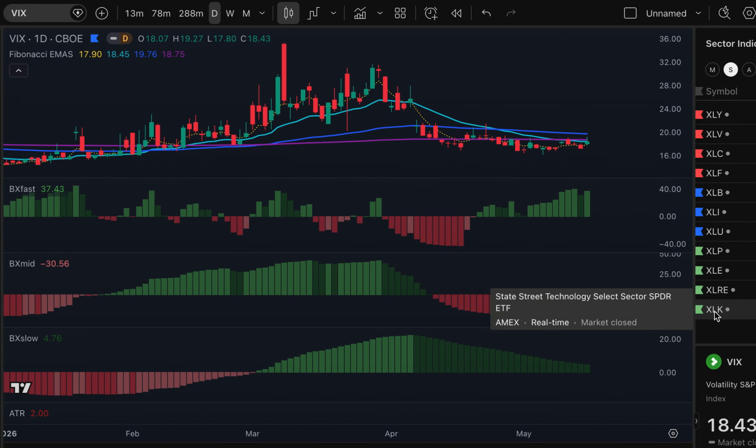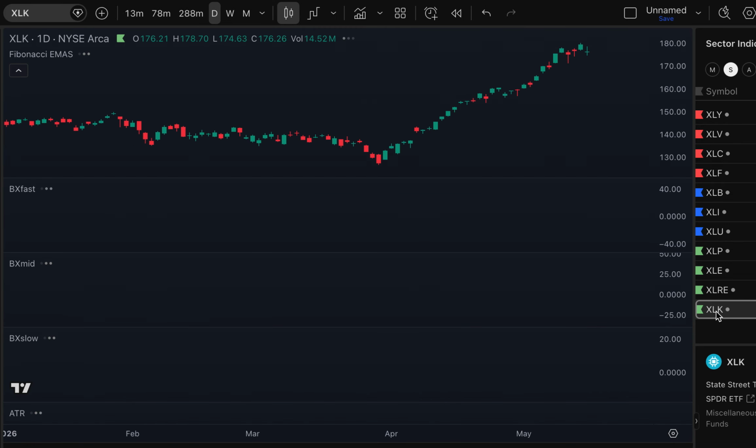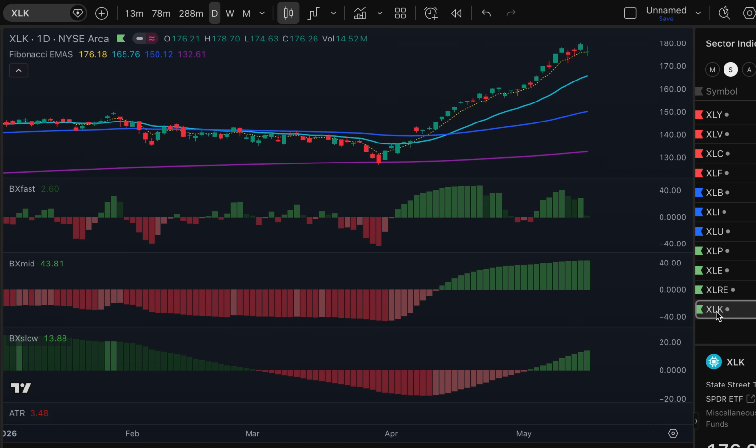And let's start from the bottom here with XLK. This is the technology sector. It looks very similar to SPY and QQQ. Notice the fast momentum is still green. It didn't turn red like the SPY and the QQQ, so this is even stronger. It closed right at the 5 EMA instead of decisively below the 5 EMA. So the technology sector is looking very strong, and as we're going to see, it's the only one that looks really strong.